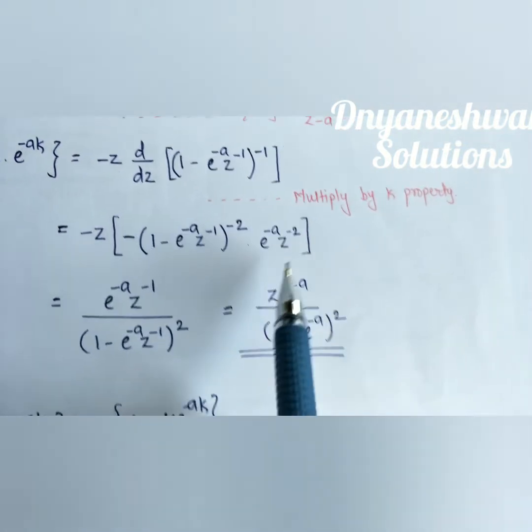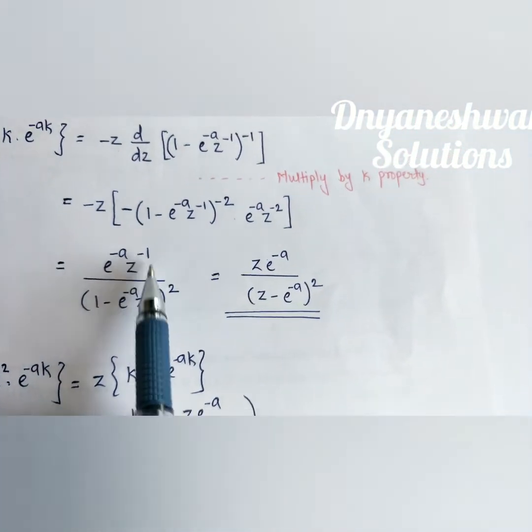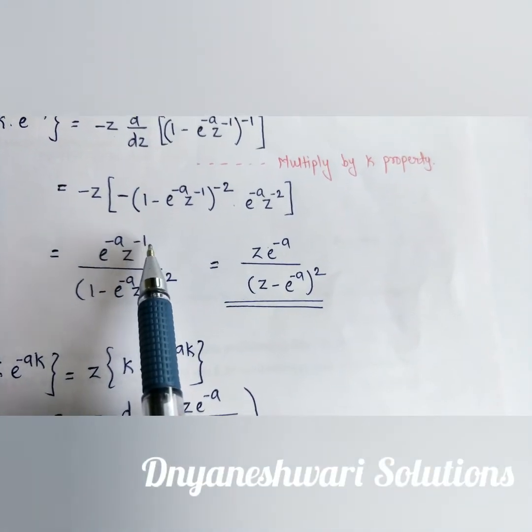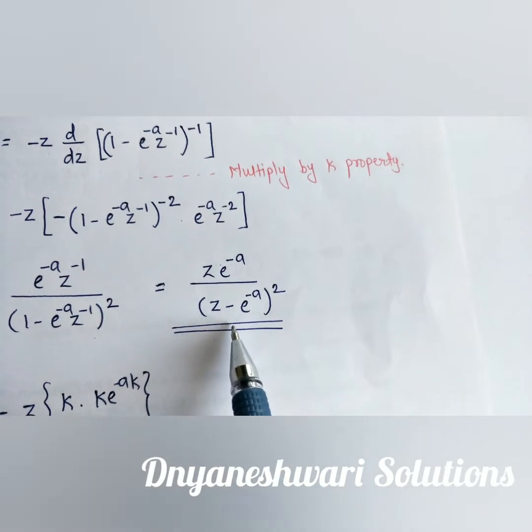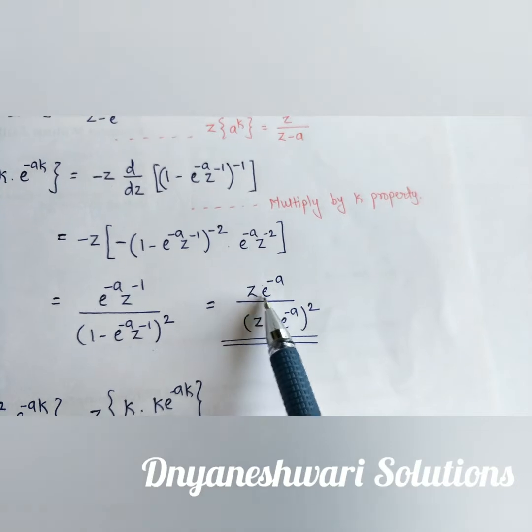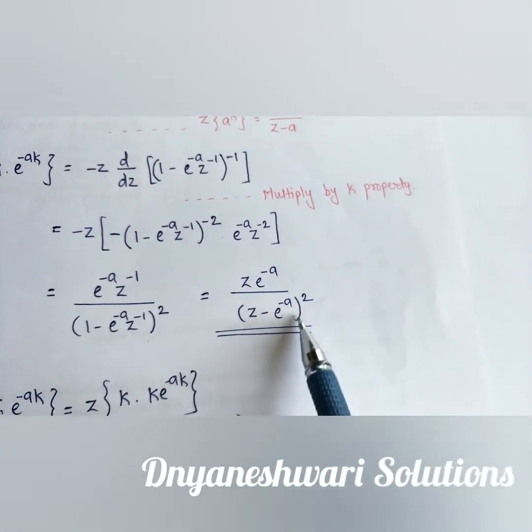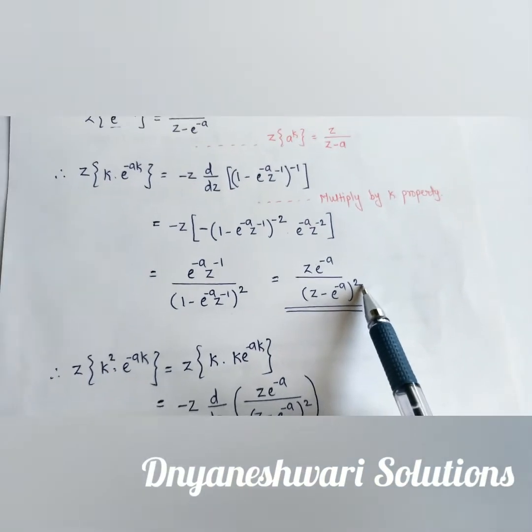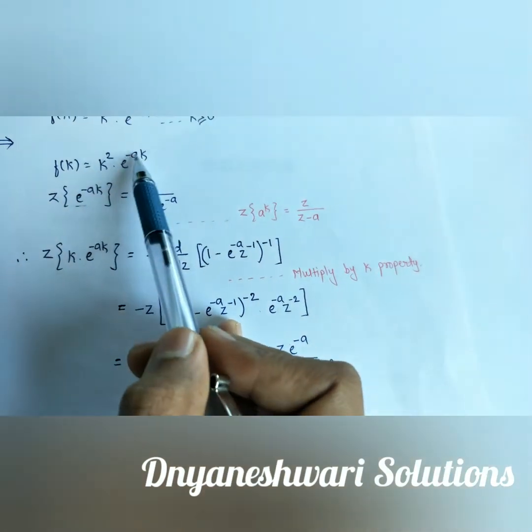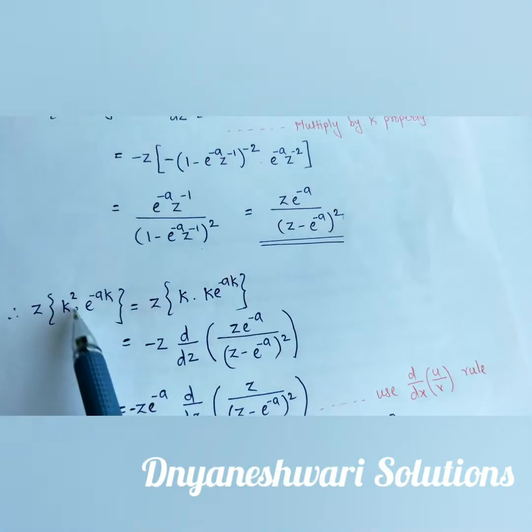Okay, so after solving this term we will get e raised to minus a z raised to minus 1 upon this term. If we take z raised to minus 1 as 1 upon z, then we will get the final answer for k into e raised to minus ak as z e raised to minus a upon (z minus e raised to minus a) whole raised to 2. This is our answer for k into e raised to minus ak, but what we have to find is k square into e raised to minus ak. Then again multiply this answer with k.